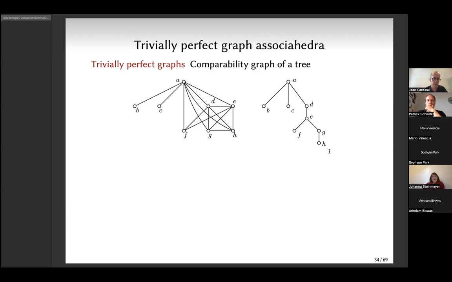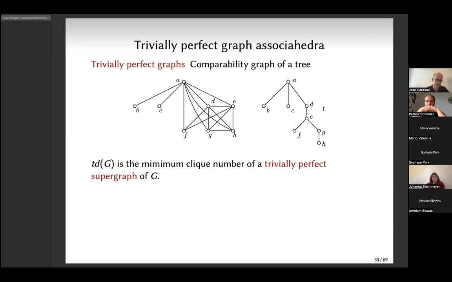And then you look at all comparable pairs, meaning you close this tree down. You add every edge between two vertices if one is an ancestor of the other in the tree. This is the definition of a trivially perfect graph. In order theoretic terminology, a trivially perfect graph is the comparability graph of a tree. You take a tree order and look at every ancestor-descendant pair. So every path down this tree becomes a clique.